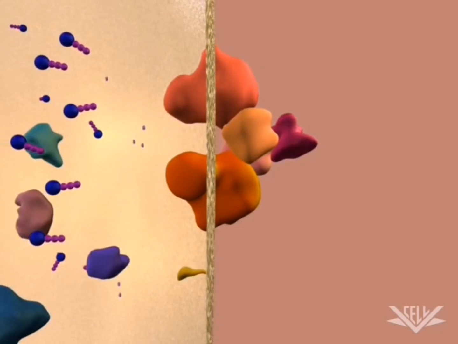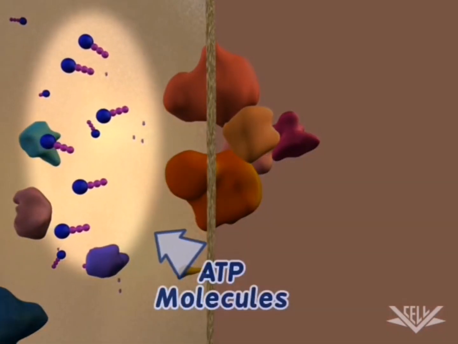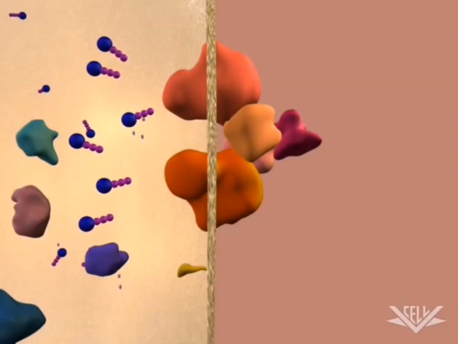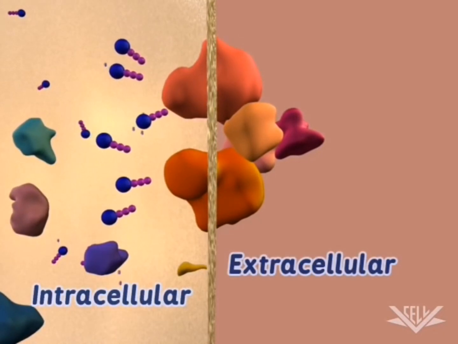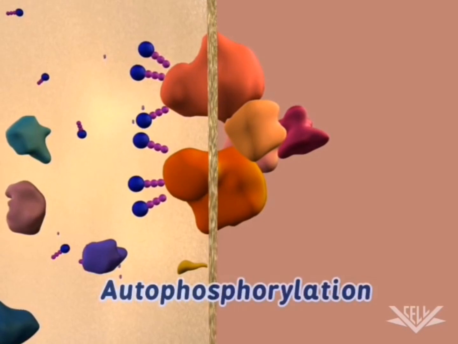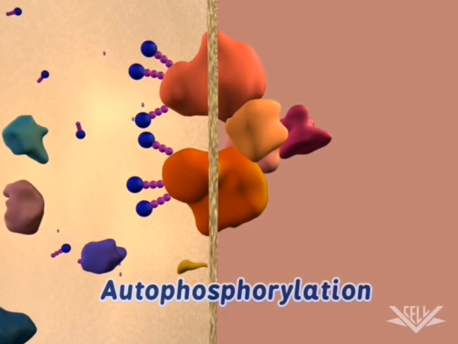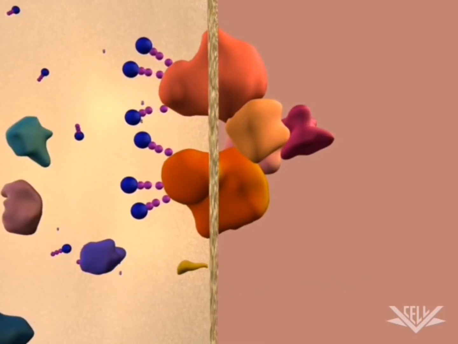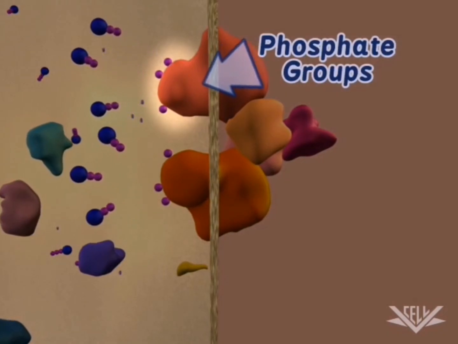Once the insulin binds to the receptor, phosphate groups are added to the intracellular domain of the receptor. Since the receptor itself adds the phosphate groups, the process is called autophosphorylation. This phosphorylation event sets off a cascade of molecular events.